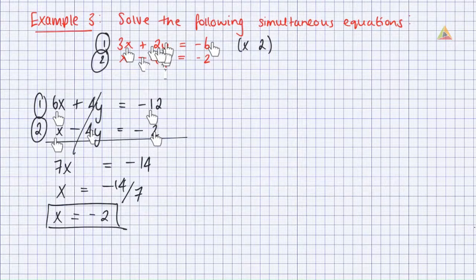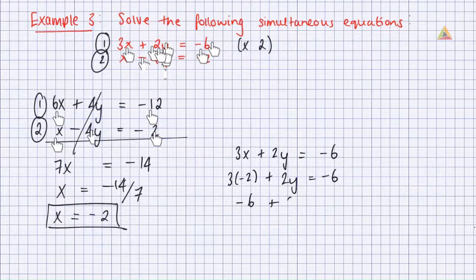So you can pick any of the equations. So I'm just going to go for equation 1 here. I'm going to write it out. So 3x plus 2y is equal to minus 6. So anywhere I see x, I'm going to plug in minus 2. So 3 by minus 2 plus 2y is equal to minus 6. 3 by minus 2 is minus 6, plus 2y is equal to minus 6.